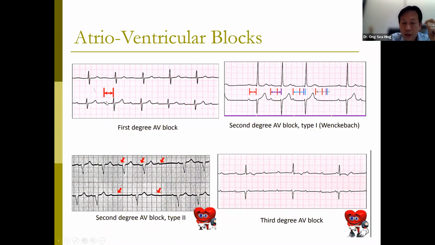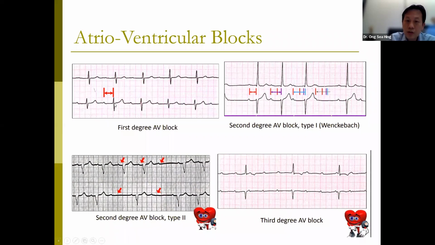First degree AV block is because of a high vagal tone. That means the vagus nerve tone is very strong. It is seen in athletes, it's seen in young patients, sometimes in elderly patients.